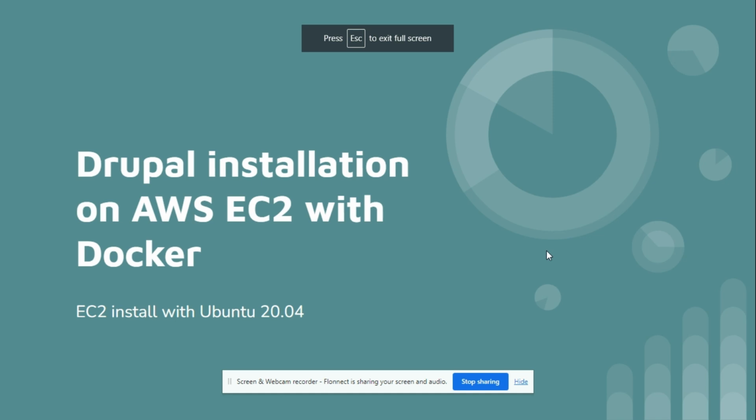Hello everyone, today we will learn how to install Drupal on an AWS EC2 instance with Docker. My EC2 instance comes with Ubuntu 20.04. First, we will create the EC2 instance.